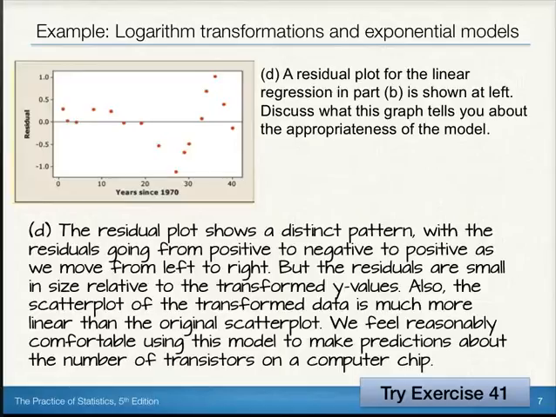Now, for some additional practice with logarithm transformations and exponential models, try exercise 41.